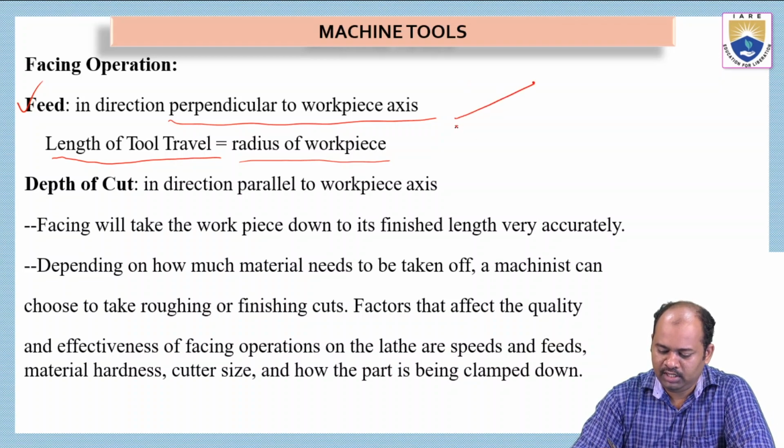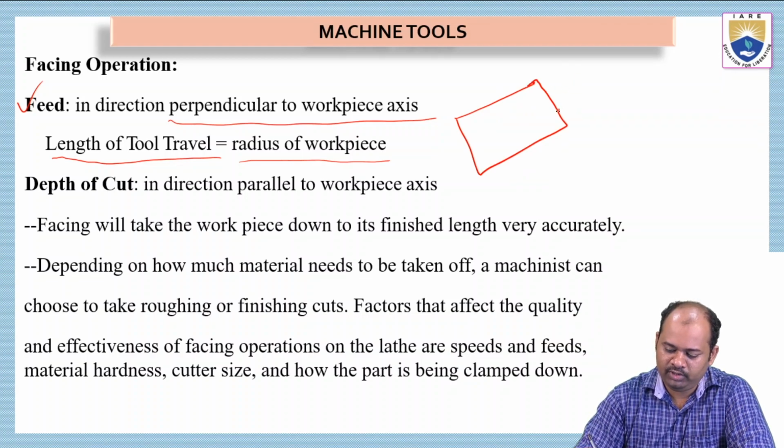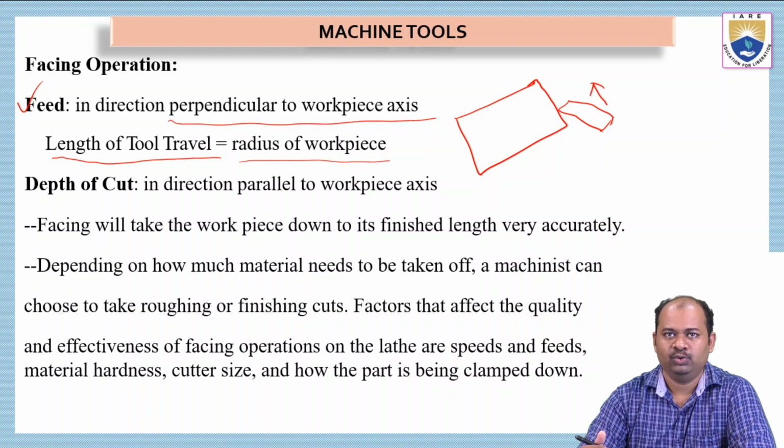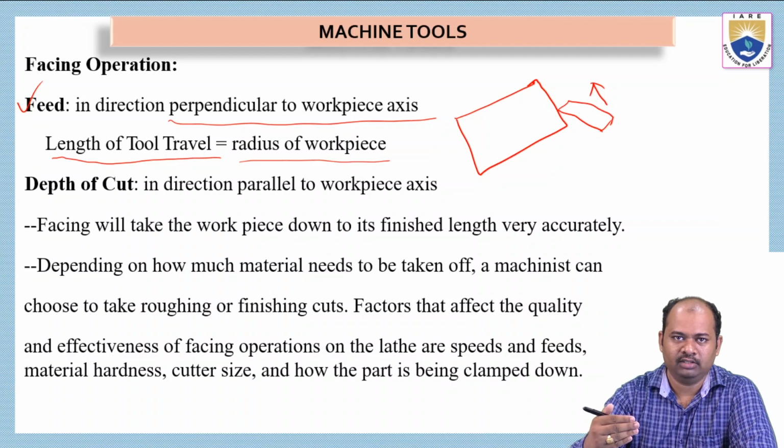Suppose this is a cylindrical bar, so its cross section is circular, this is the front view. I have to keep the tool here. So this is the tool where I have to keep. I have to move the tool in this direction. I have to give the depth of cut. So the length the tool travels is equal to the radius of the workpiece.